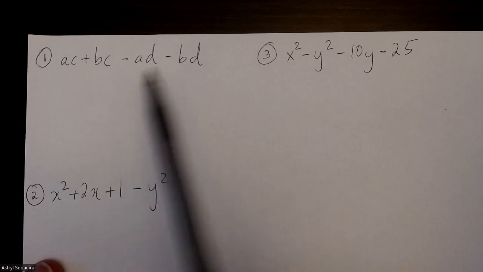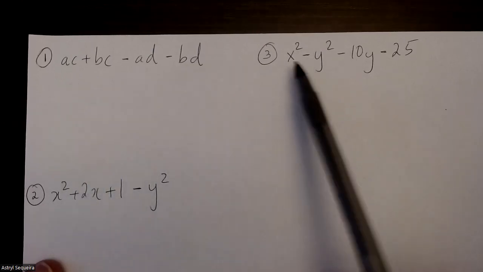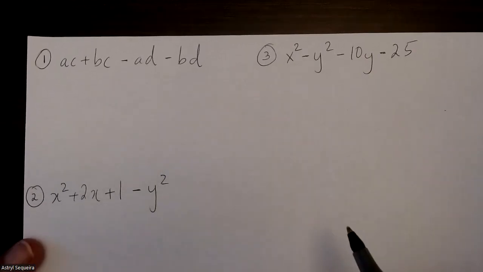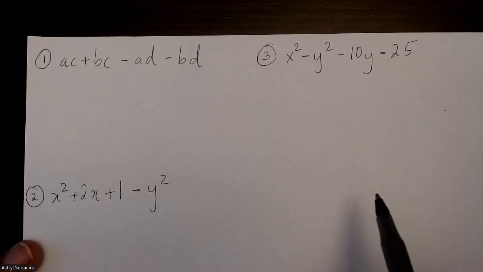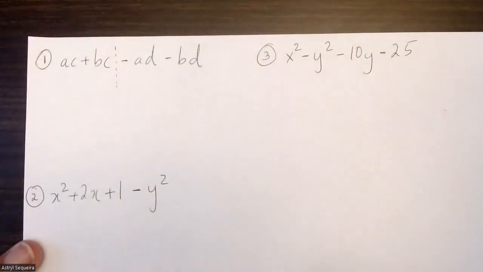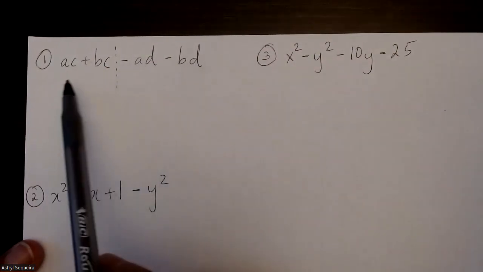All right, so we have these three questions over here, and they all have four terms, and we want to factor by grouping. Let's start with the first one. Now, anytime you want to factor by grouping, you want to start by putting a little line in the middle here, splitting the problem into two, and then common factoring each side over here.